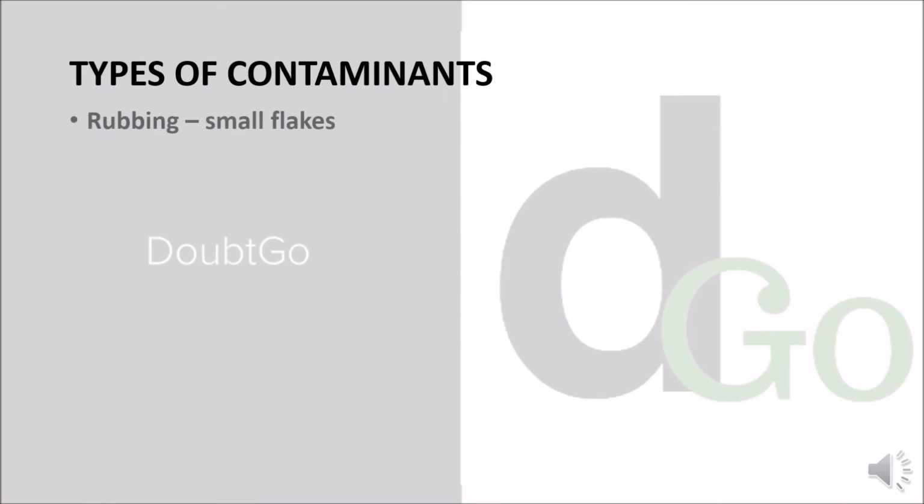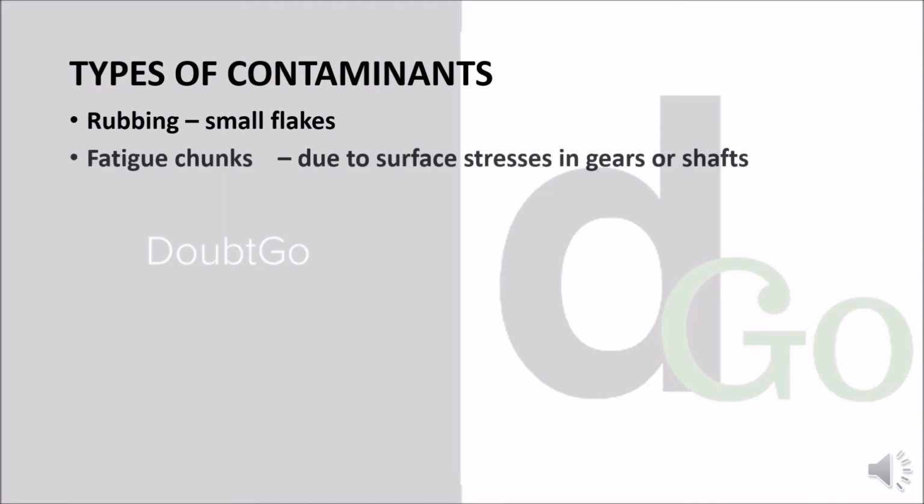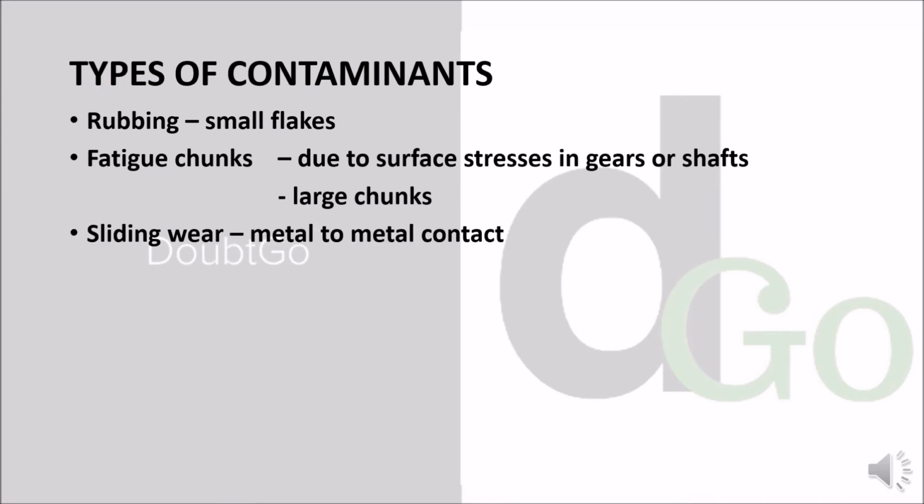Types of contaminants. The first type is rubbing wear particles. It is due to normal wear, and small flakes of metal are formed. Fatigue chunks are formed due to surface stressing in gears or shafts, and large chunks of metal are formed. Sliding wear particles are due to metal contact with no lubricant film, like in gear teeth and loose bearings.